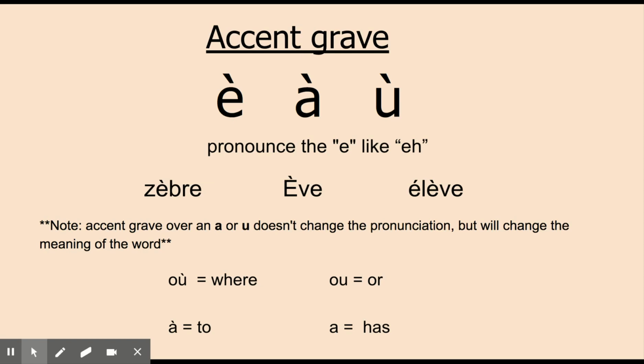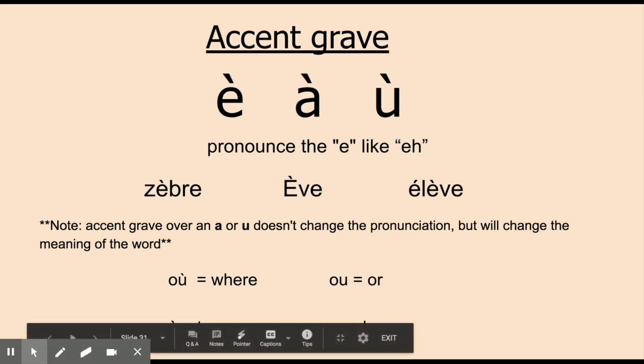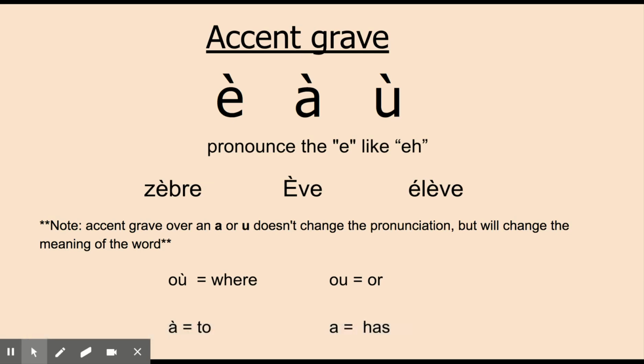So note that when it's above the A or the U, it actually changes the meaning of the word. It doesn't change the pronunciation, it changes the meaning. So if you see down below here, we have the word où, where you have an accent grave above the U, which means that's the word where. But if we don't have the accent grave, ou, that's the word or. And down below, we have à with an accent grave means to, also means at or in, or a means has without the accent. So again, that is called the accent grave.